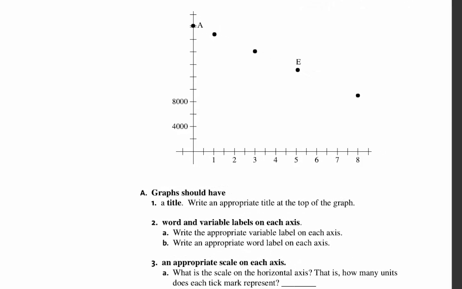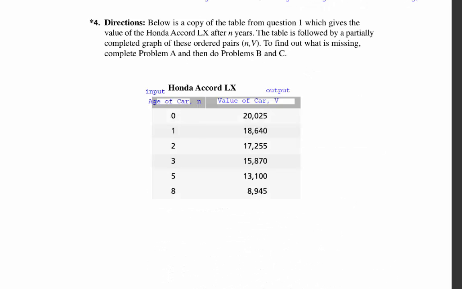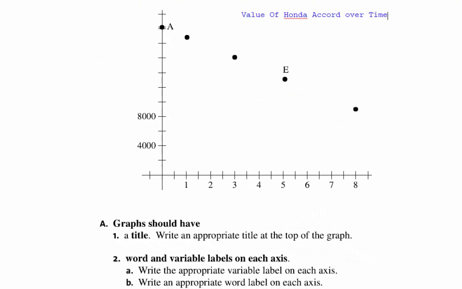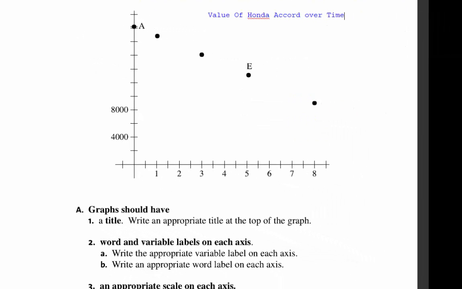Question 4a asks for a title. Again, remember what's in the data table, right? This data table reflects the value of a car, or the value of a Honda Accord, for n number of years. So we should have a title that appropriately reflects this information. So my title is Value of Honda Accord Over Time. Perhaps you came up with a different title or a better title. That's fine.